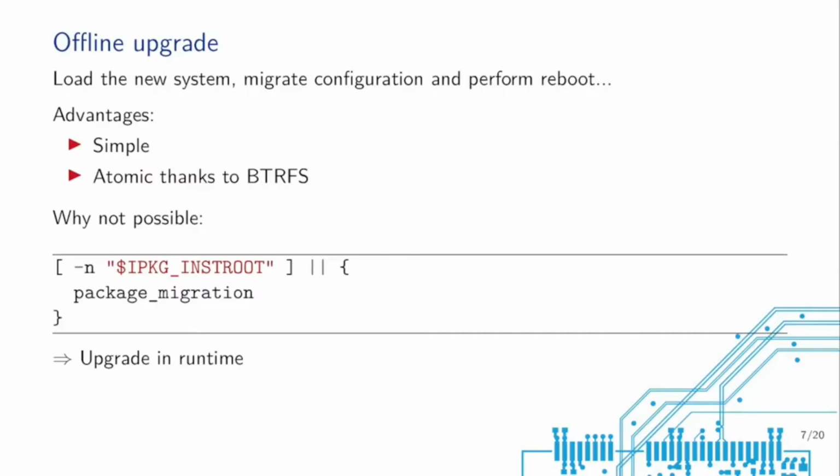We can't do offline upgrade where we just take the file system and update all the packages, because none of the migration scripts would run. None of that would work. So we would either have to take all of those migration scripts and rework them to work also in the offline mode, or we just simply can't do the offline mode. So in the end, we ended up with upgrade in runtime.